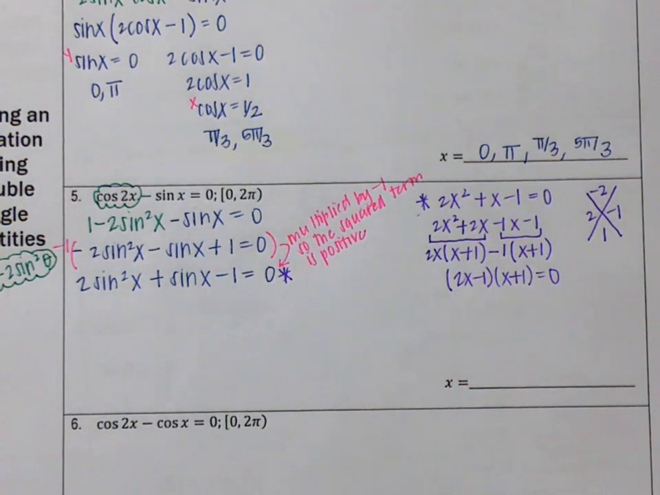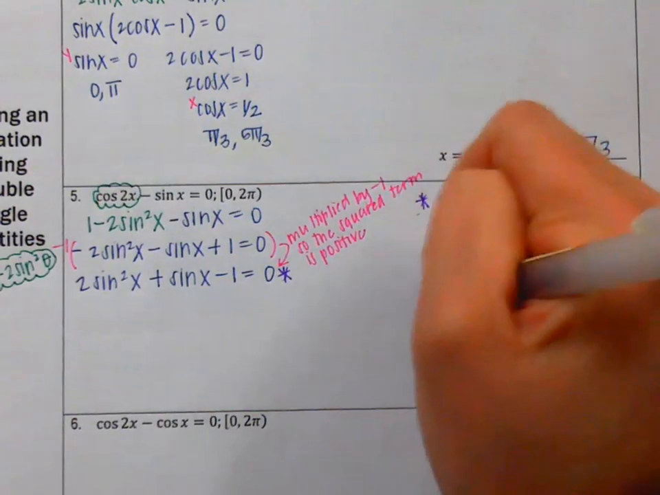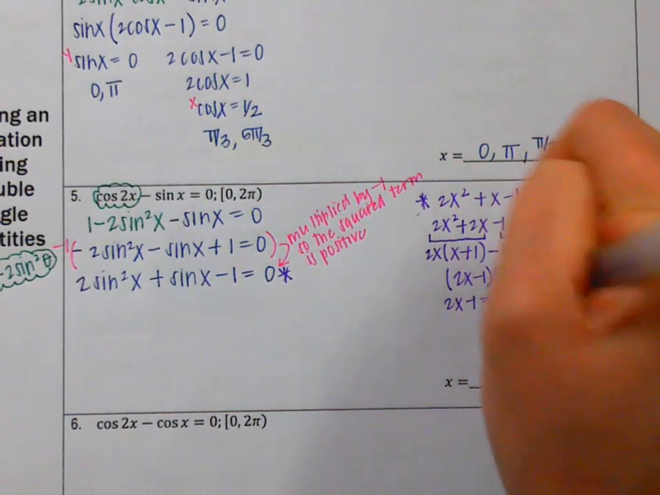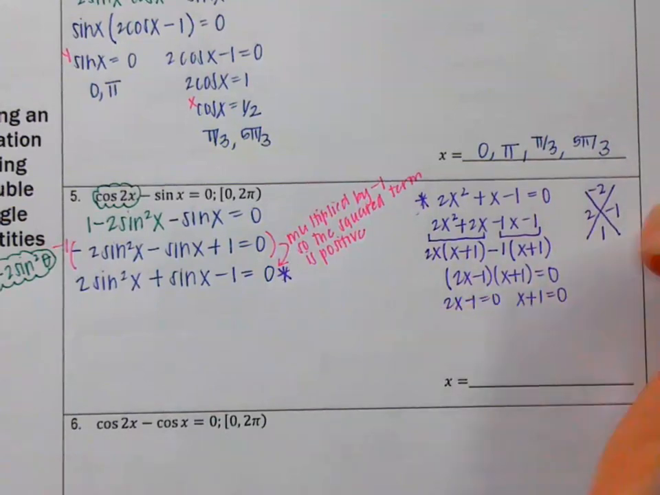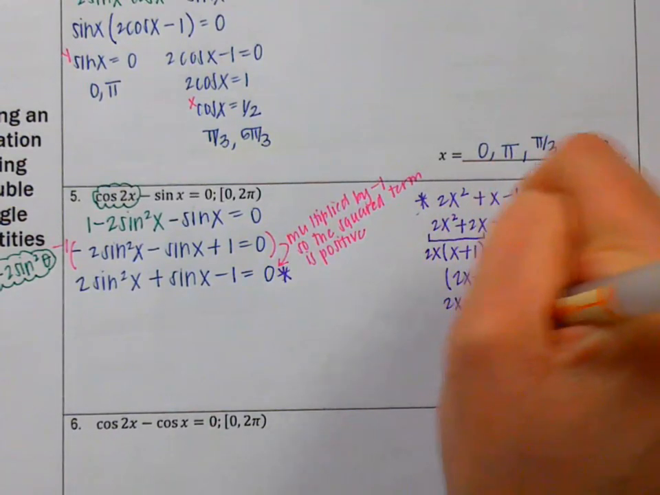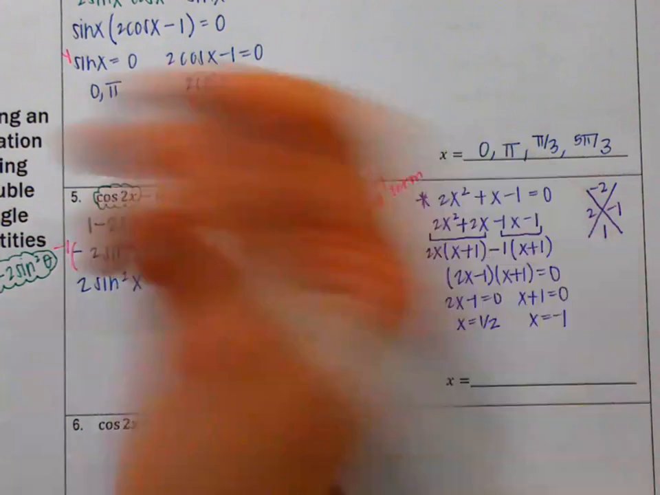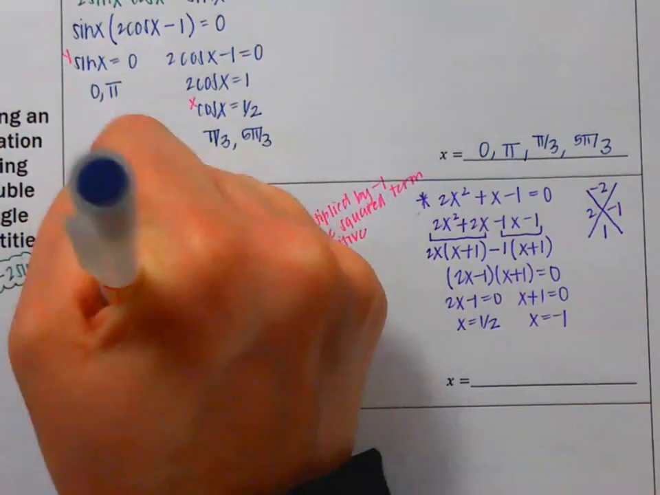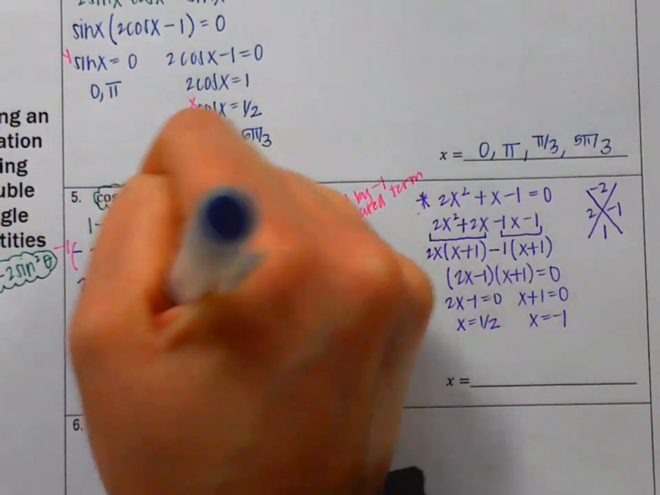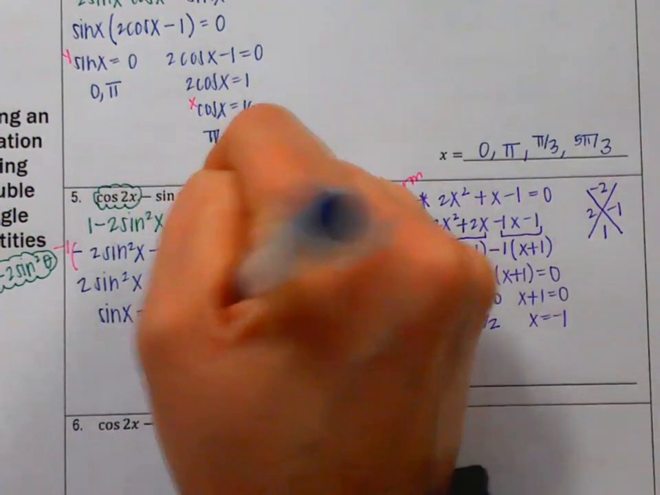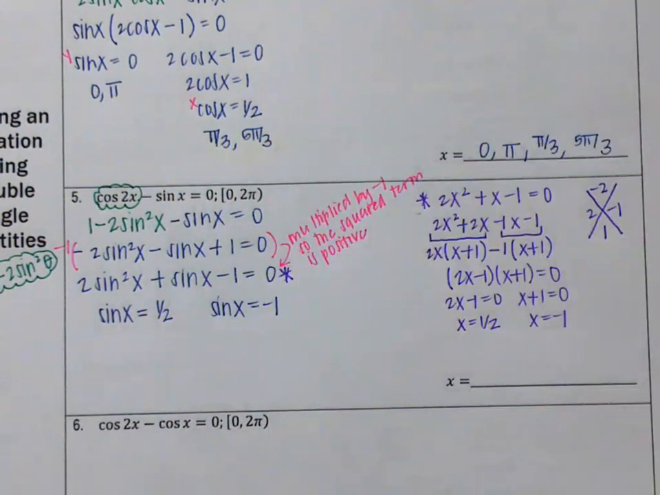Now, before we were transferring it over and solving, and you can still do that. But what I was thinking is, why don't we just keep going with this and then transfer it over once it's solved? So I could keep solving this, and I get 2x minus 1, so x equals 1/2, and then x equals -1. And then I can just transfer it over and say, okay, x was my sine x, so sine x equals 1/2, and sine x equals -1.